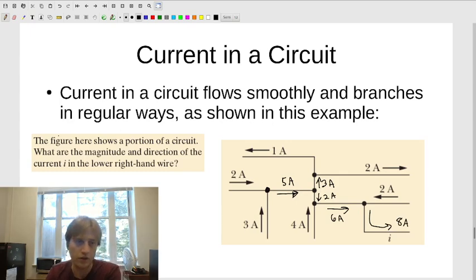Okay, so the question they ask is, well, the figure here shows a portion of a circuit. What are the magnitude and direction of the current I in the lower right-hand wire? Well, that current I is going to be 8 amps, and we could also tell that it is flowing to the right.